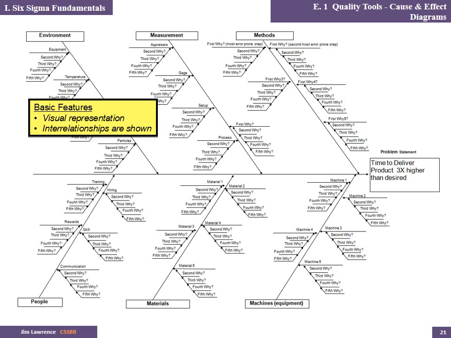This is a pretty much full cause and effect diagram. You see you have the problem statement in the head of the fish, and you have major categories of environment, measurement, methods, people, materials, and machines. There's no standard set for the major headings. These are typical.